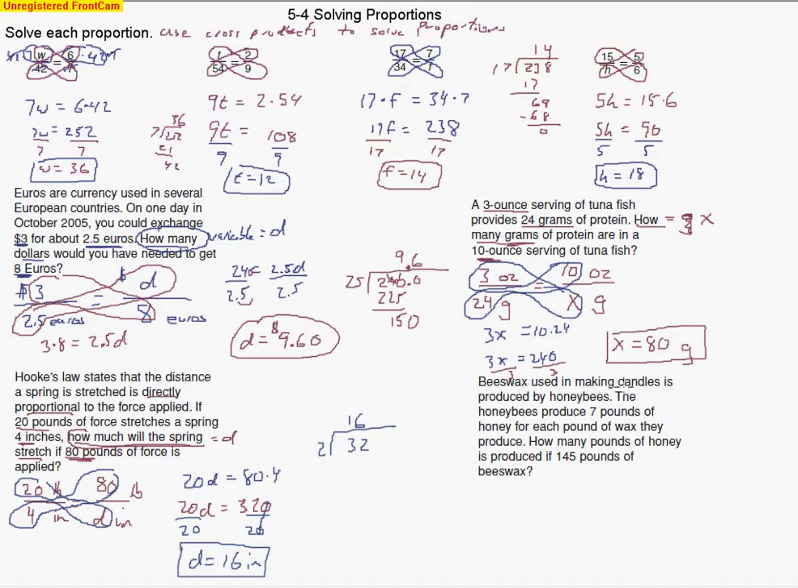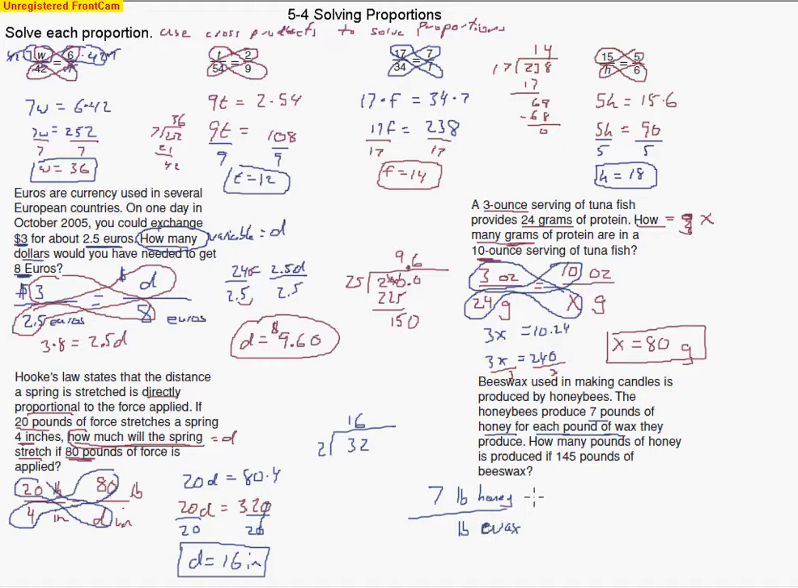Beeswax is used in making candles, and it's produced by honeybees. So it says that the honeybees produce 7 pounds of honey for each pound of wax. Now you have a problem like this as well on your homework, where they don't give you those 3 numbers directly. And so you need to look at the words to figure out what the number is. So here it is, 7 pounds of honey. So we've got 7 pounds of honey for each pound of wax. Pound of wax. Well, what does this mean? Pounds of wax. I'll get that word in there.